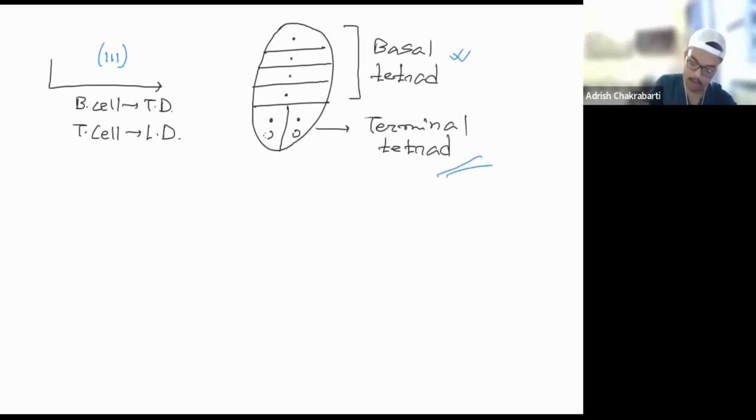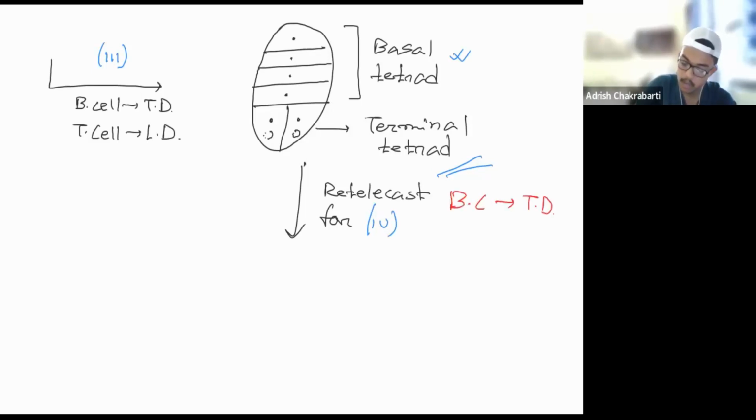Okay. Now, same recap. Let me just write it. A recap for division number 4. So what is essentially happening? The basal cells are undergoing transverse division, and the terminal cells are undergoing longitudinal division. I think you can understand what these short forms are referring to. BC basal cell, TC terminal cell, TD transverse division, LD longitudinal division. So now we are having this kind of structure.